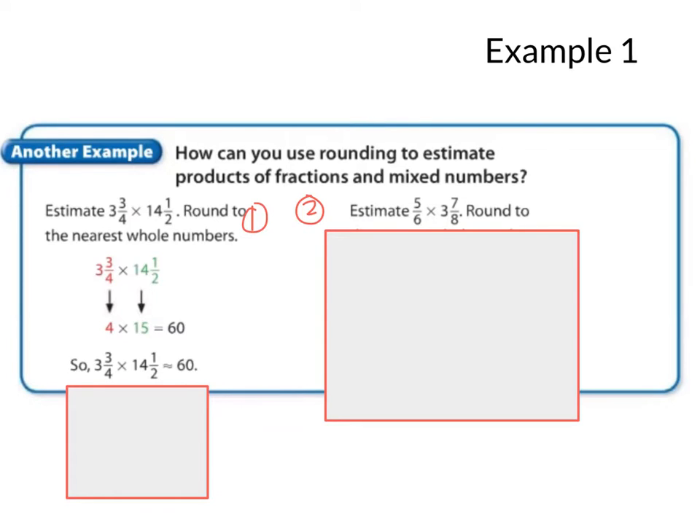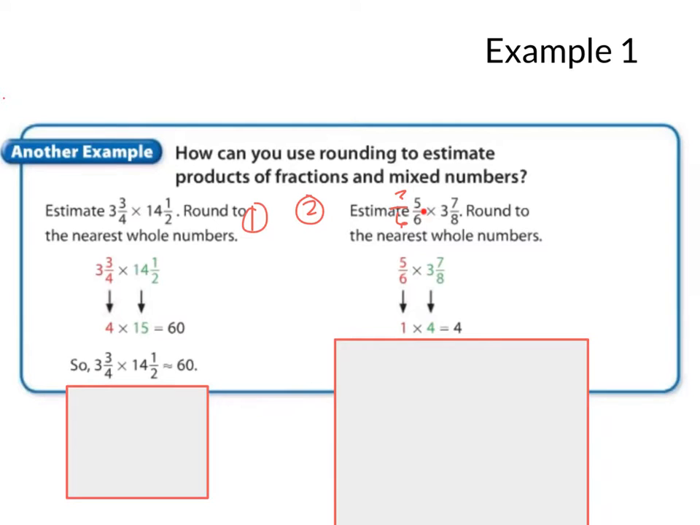Estimate 5/6 times 3 and 7/8. We're thinking, well, I know that 3/6 would be half, 1/2, and it's higher than that, and even if it was 3/6, it would round to 1. So we're rounding 5/6 to 1, and 3 and 7/8 to 4, as 7/8 is close to 1. 1 times 4 is 4, so that's about 4.